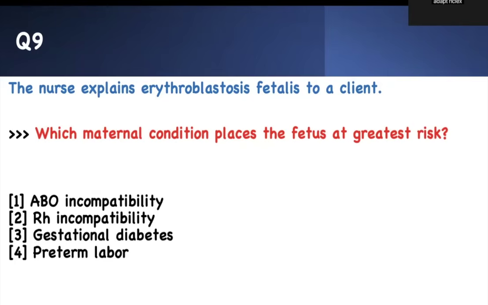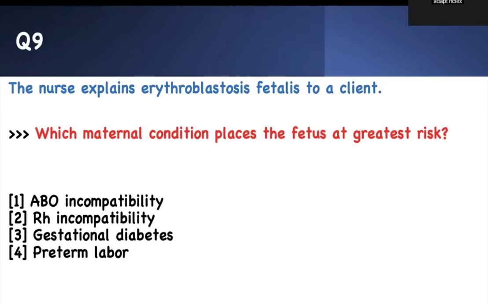Which maternal condition places the fetus at the greatest risk? What do you think? Is it ABO incompatibility, RH incompatibility, gestational diabetes, or preterm labor? The concept, you may see it in the NCLEX, and you will figure out that sometimes they will trap you on it. But it is what it is. Erythroblastosis fetalis. That means blood cells are breaking down and the baby is dying. How does that happen? Is it because of ABO problem, RH problem, gestational diabetes, or preterm labor?